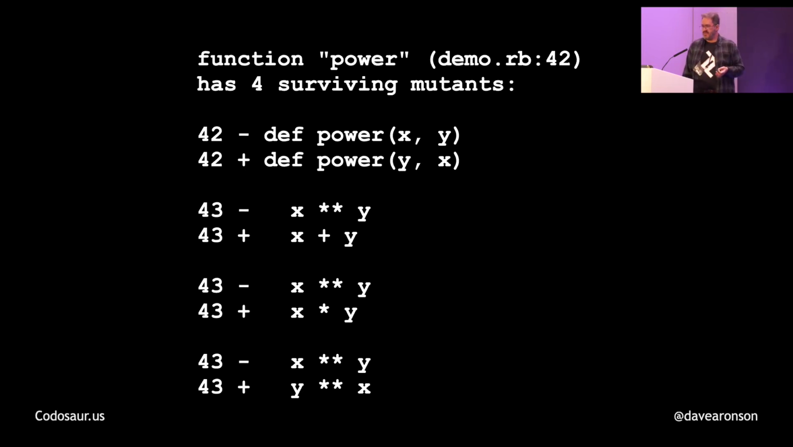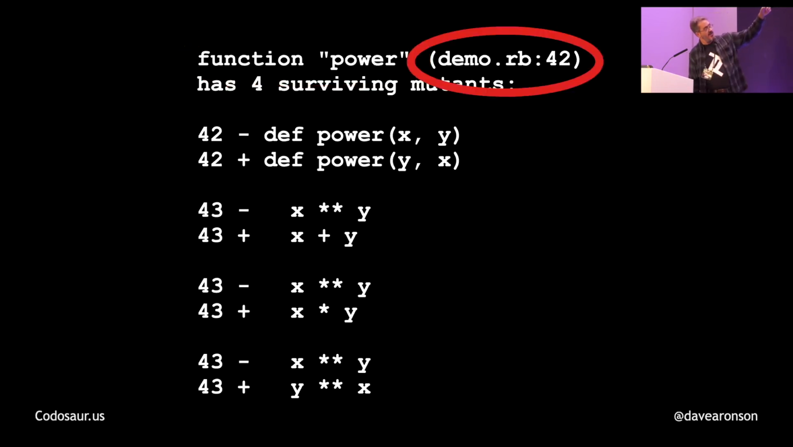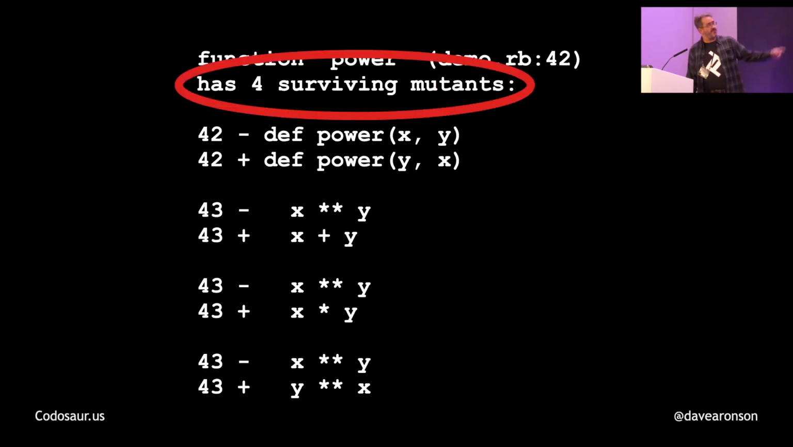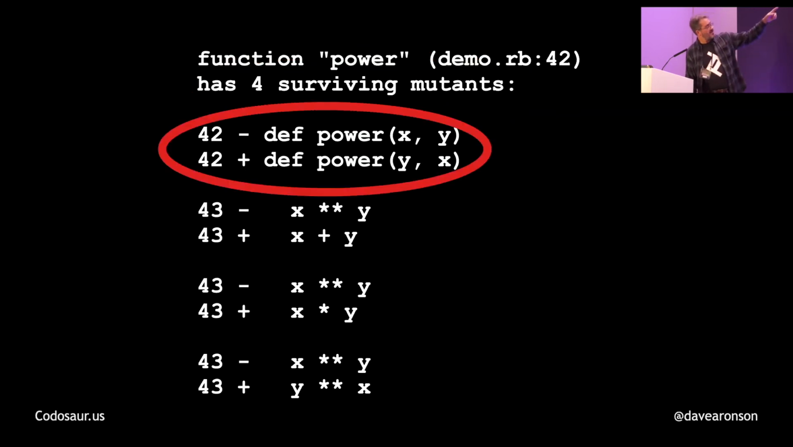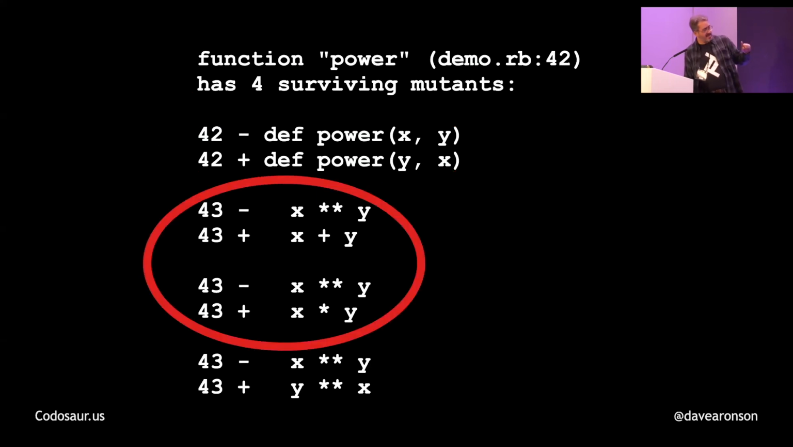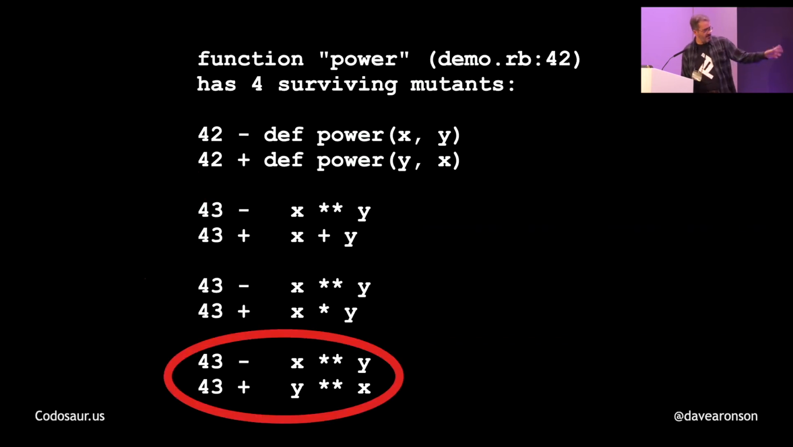To fully unpack this, what it means is that if we changed the function called power, which is in file demo.rb starting at line 42, in any of 4 different ways, then all of its tests would still pass. And then it goes on to tell us that those 4 ways are to change line 42 to swap the arguments, to change line 43 to change the exponentiation into either addition or multiplication, or to change line 43 to swap the operands of the exponentiation.